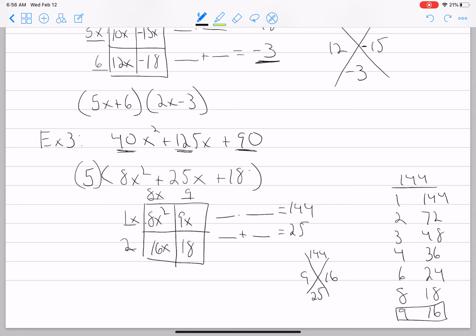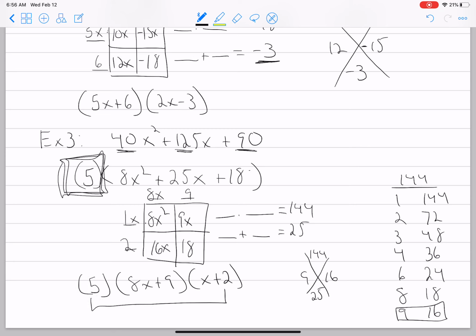So I just factored this to, and here's the mistake that you all are going to make. You're going to tell me it's 8x plus 9 times x plus 2. What'd you forget? Oh yeah, you forgot that you factored out that 5 to begin with. This is the fully factored answer.